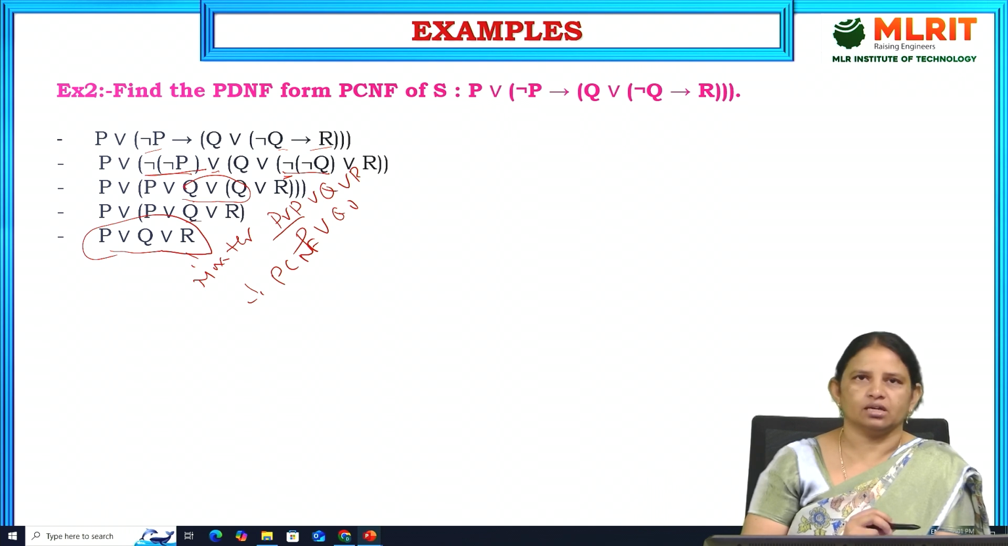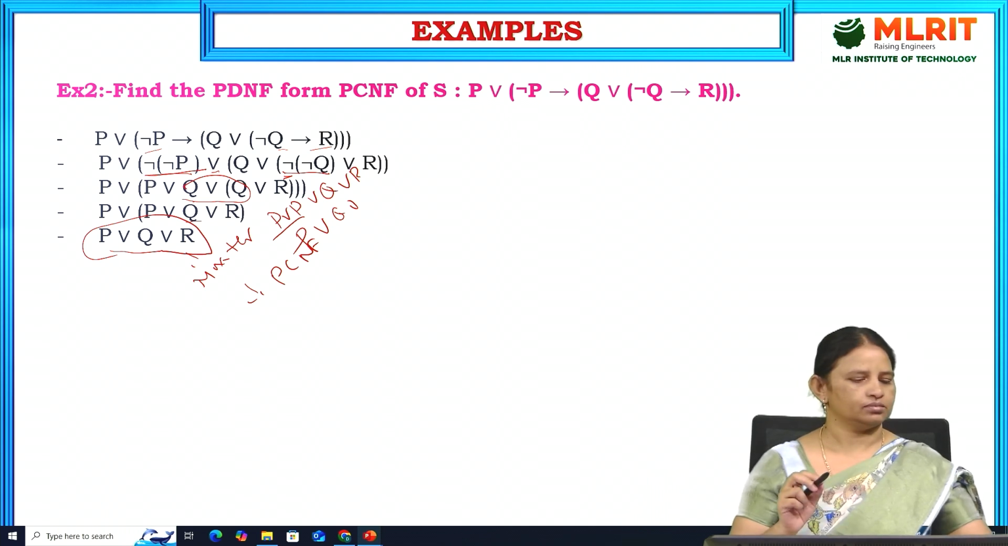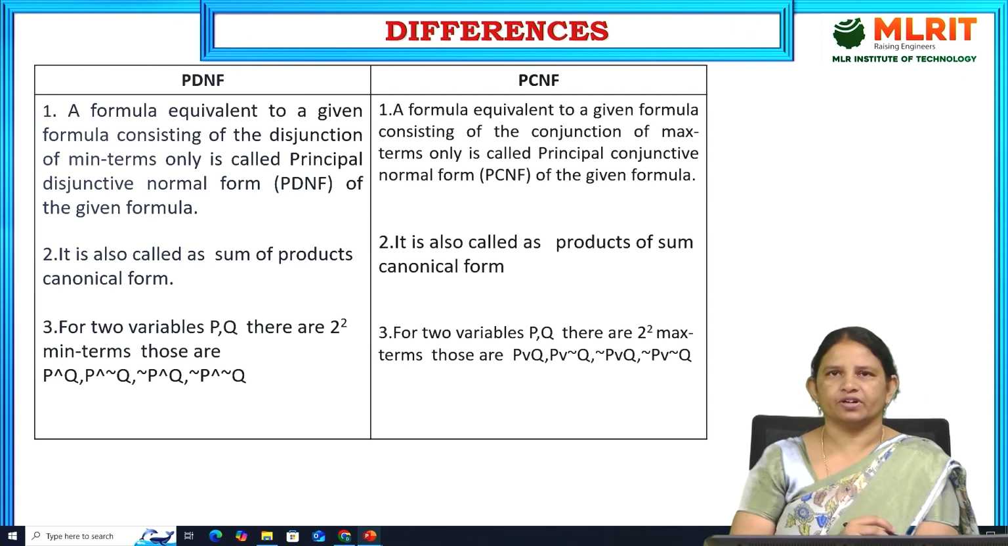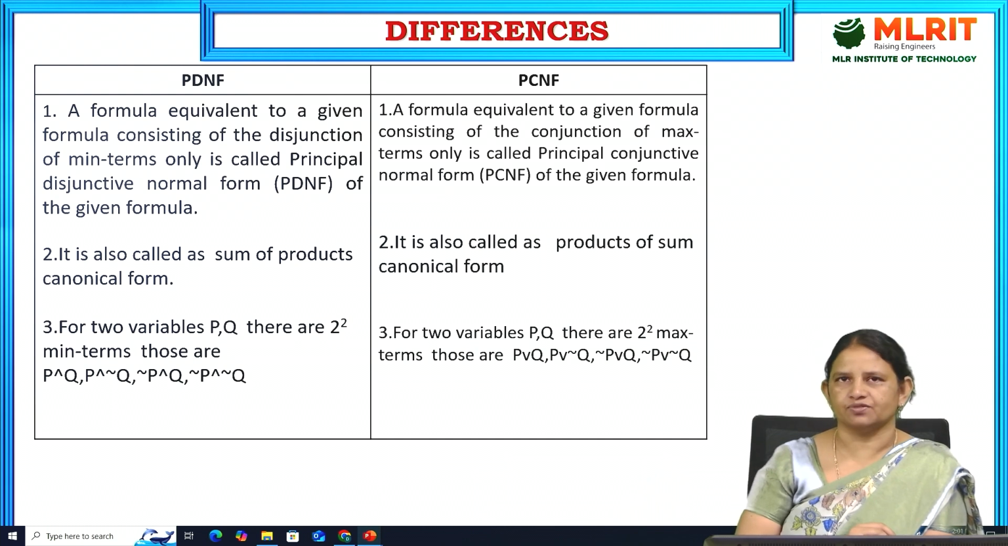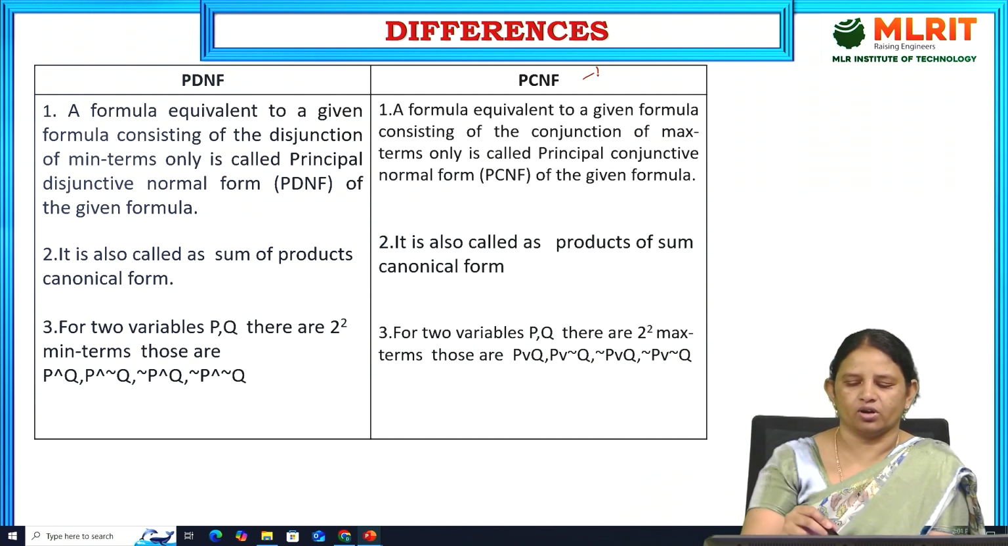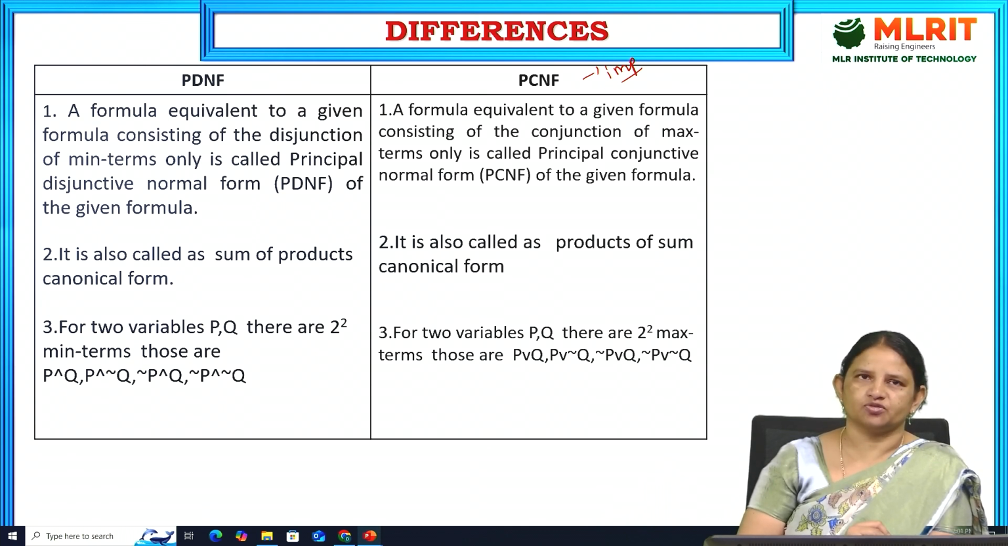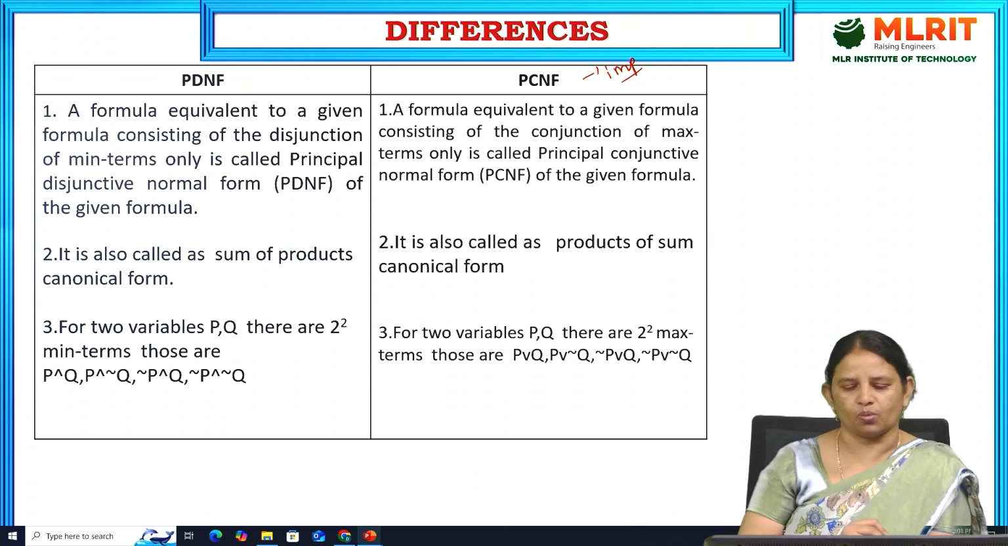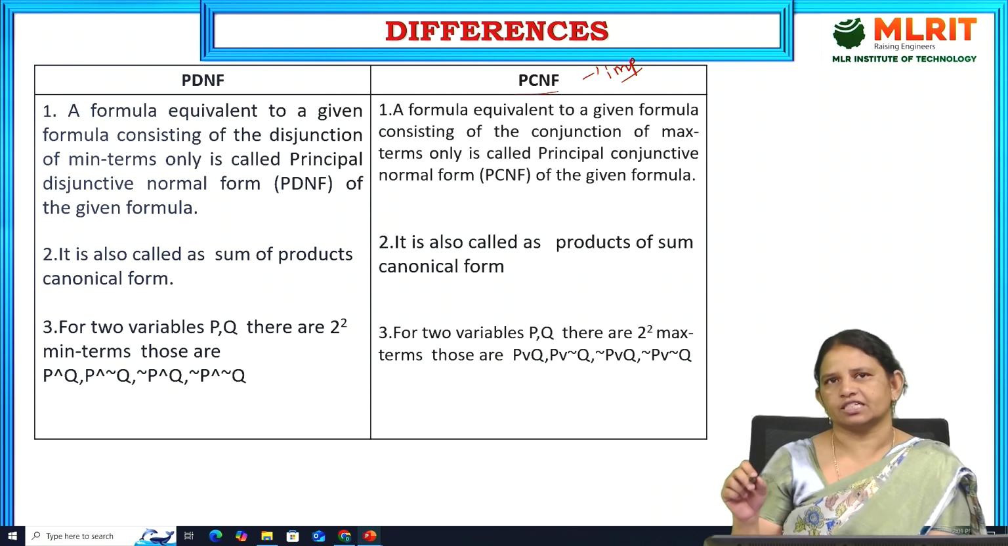So to construct the PCNF, we need to understand the differences between PDNF as well as PCNF, because it is very important from the exam point of view. First one is PDNF. PDNF stands for Principal Disjunctive Normal Form. Second, coming to the PCNF, what is PCNF? PCNF stands for Principal Conjunctive Normal Form.